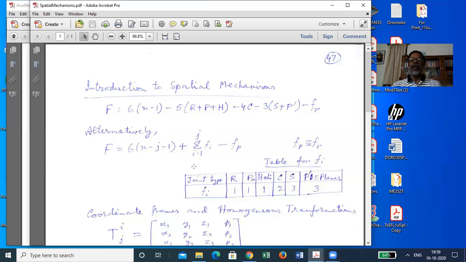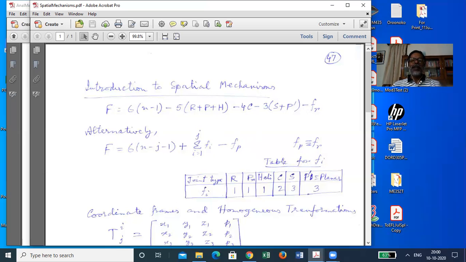For every cylindric pair, 2 will get added. For every spherical or planar pair, 3 will get added. Okay, minus the passive freedoms. Actually, here I wrote FR, here I wrote FP to settle that it's here. So fine, don't worry.